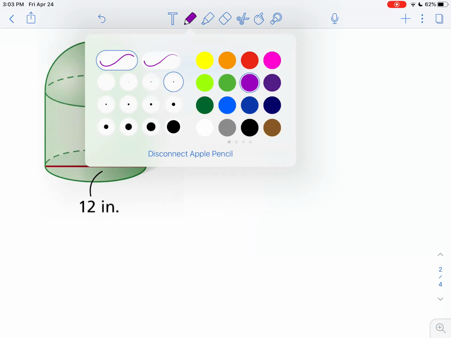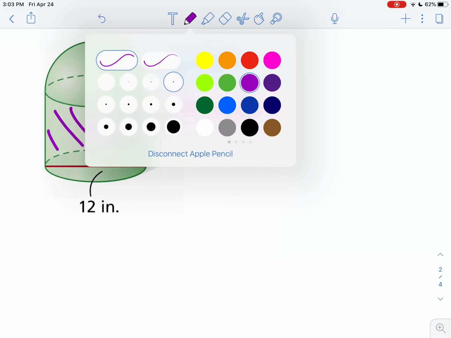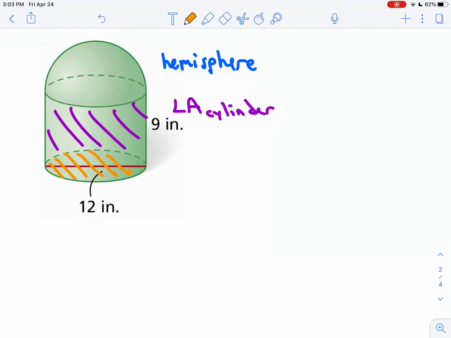So we have the hemisphere on top. Then right here in the middle, we use the lateral area of a cylinder. That's on our formula sheet. And then let's go orange. We do have 1 circle down there.